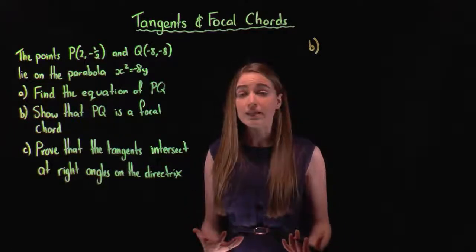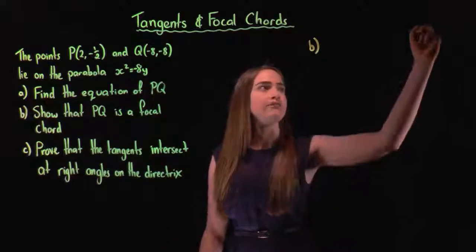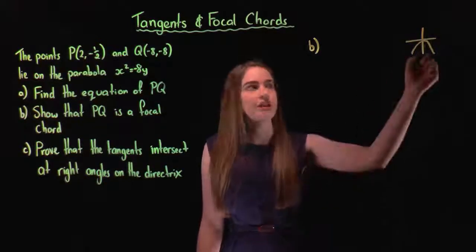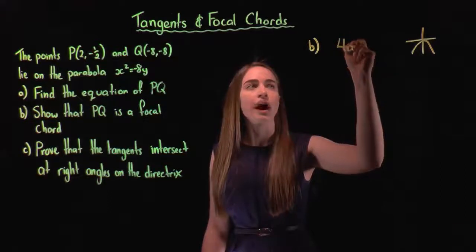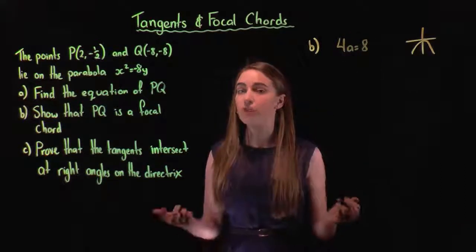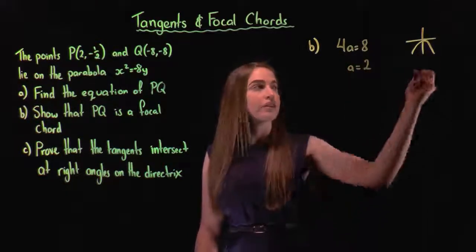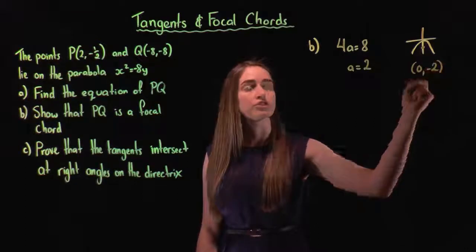So to be able to do that, we need to know what the focus of our parabola is. This is going to be a concave down parabola with the vertex at the origin. To find the focal length, we know that 4a is going to be equal to 8, the coefficient of y, which means that a is just equal to 2. So our focus has coordinates (0, -2).